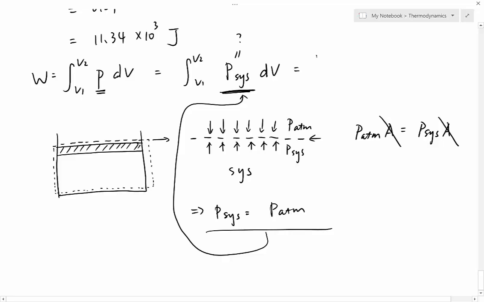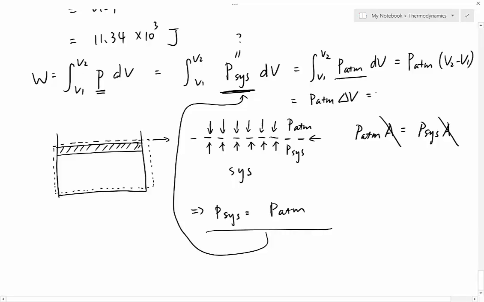So now I can plug my solution back into here. So this becomes the integral from V1 to V2 of pressure atmosphere times dV. What do we know about the pressure of the atmosphere? It's a constant, so we can take it out of the integral. And what is left is V2 minus V1, so it becomes pressure of the atmosphere multiplied by delta V. V2 minus V1, final volume minus initial volume, that's the change of volume, delta V.